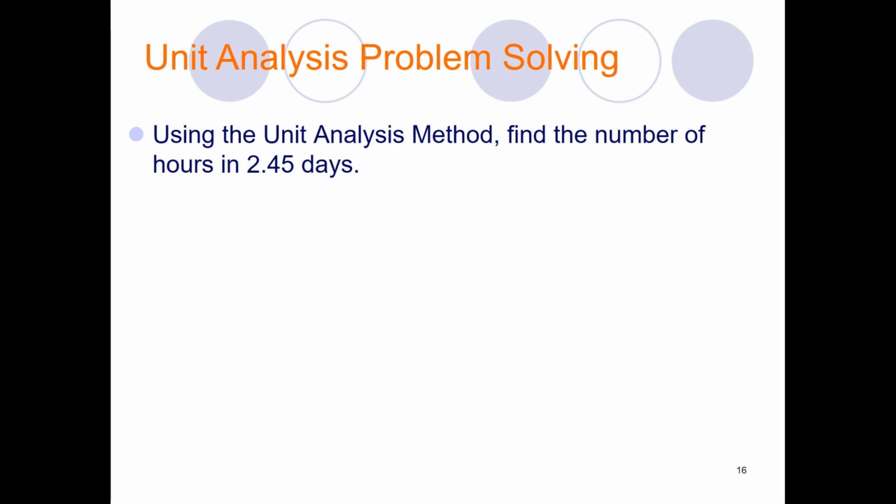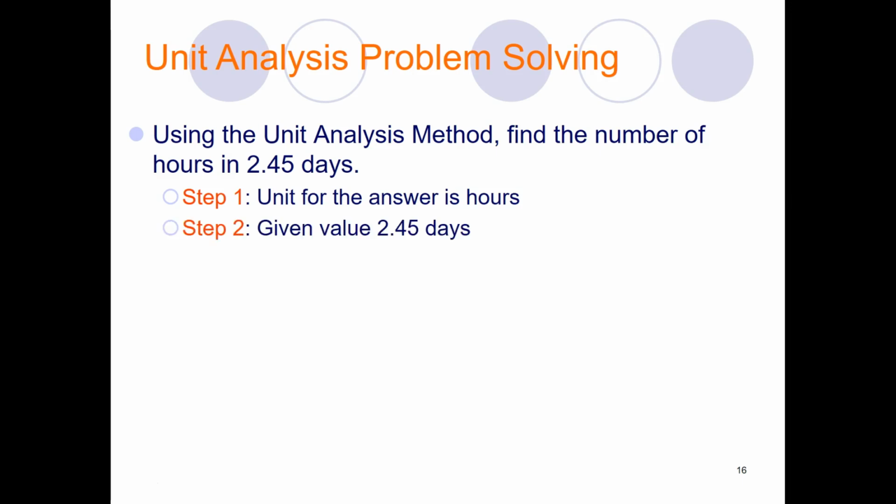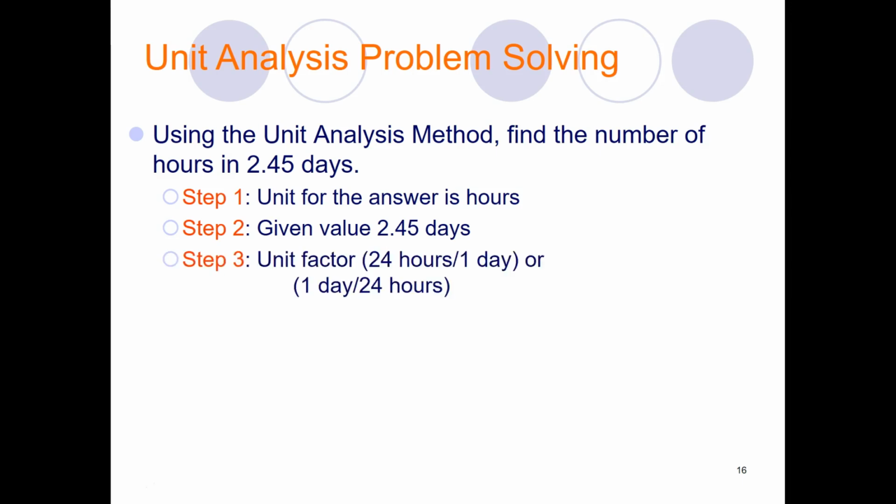So I want us to find the number of hours in 2.45 days. So step 1, read the question, figure out what unit we want our answer in. I think the answer needs to be in hours. Find the number of hours in 2.45 days. So hours, great. Step 2, what's the measurement that we're starting with? I decided it's 2.45 days. And then step 3, what is the unit factor, the relationship between the hours and the days? This one wasn't given in the problem, because I assumed we would know it: 24 hours are in 1 day, or 1 day is 24 hours. We can write that either way.